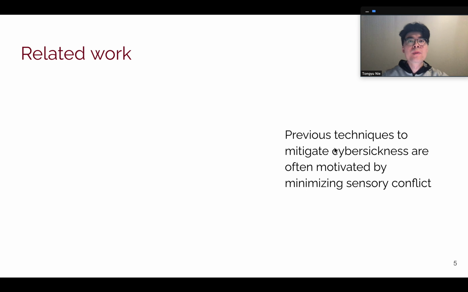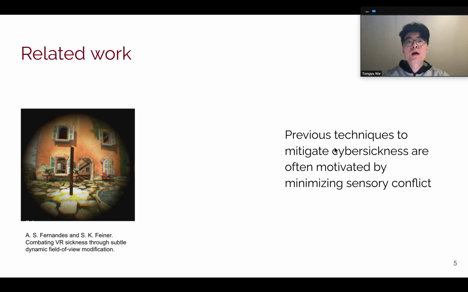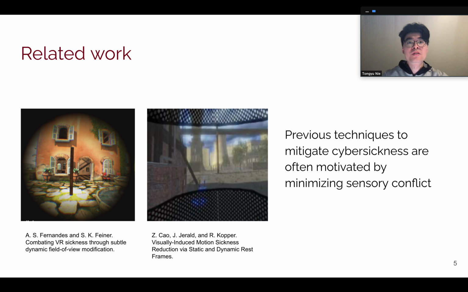Previous techniques to mitigate cyber sickness are often motivated by minimizing sensory conflict. For example, dynamic field of view works by reducing the visibility of peripheral areas. Another example is the static and dynamic rest frames, which provide static objects for users so that they can use them as a stationary reference.